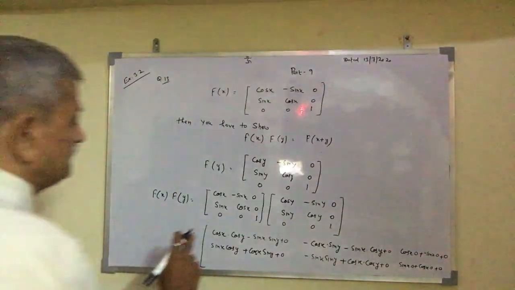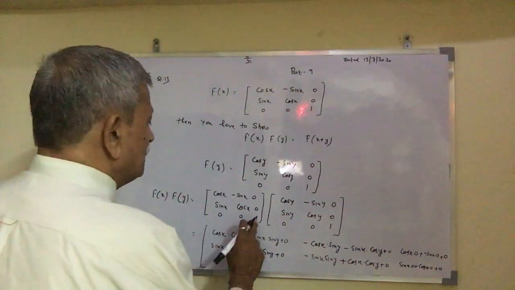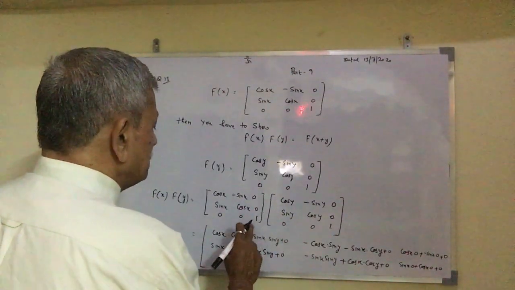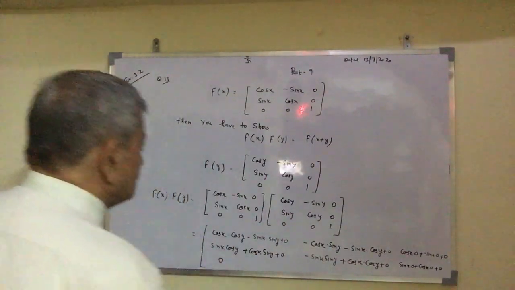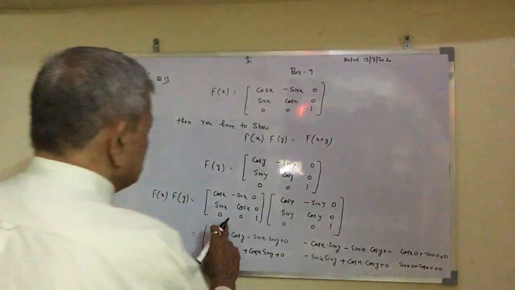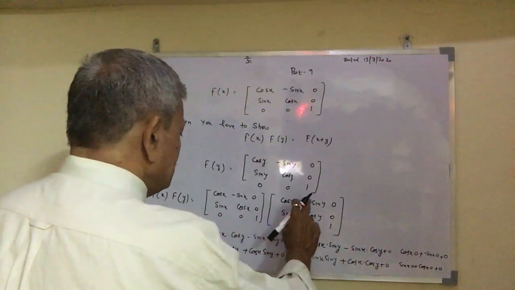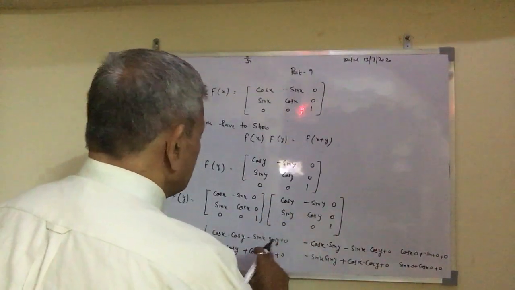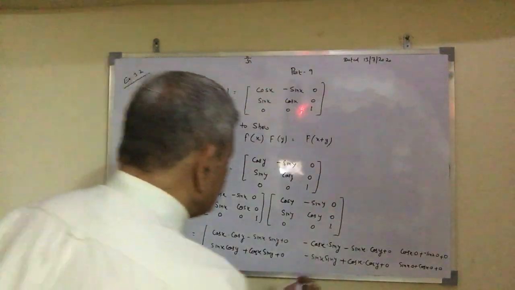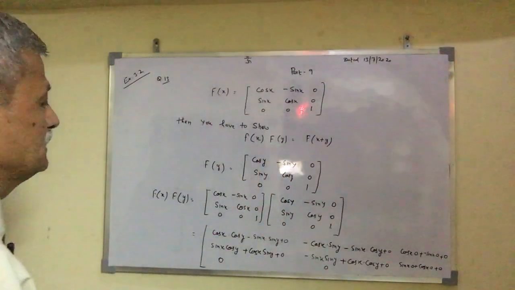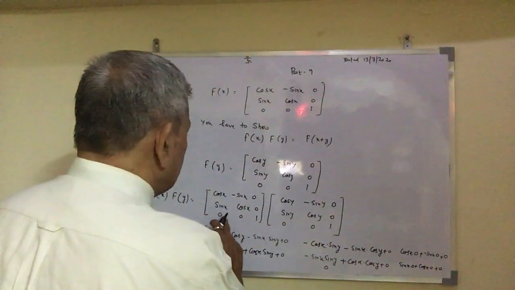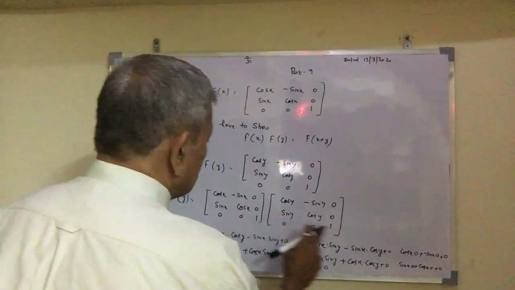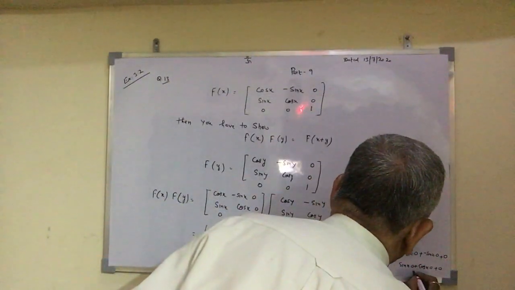Then the third row is multiplied with the first column: 0 into 0, 0 into 0, 1 into 0, which is 0. Then the third row multiplied with the second column gives 0, 0, and 1 into 0, which is also 0. And in the last, 0 into 0, 0, then 0 into 0, 0, then 1 into 1 is 1. So you are left with only 1.